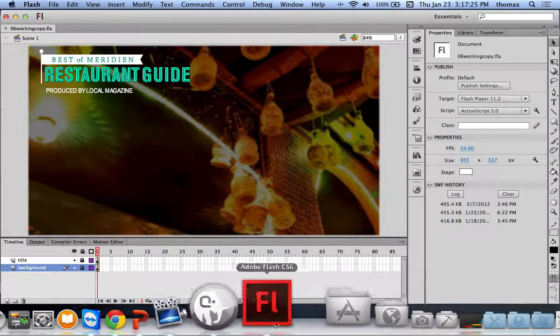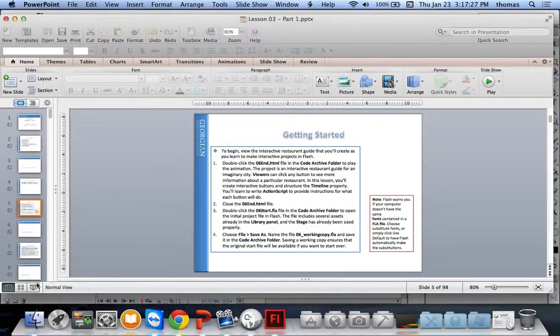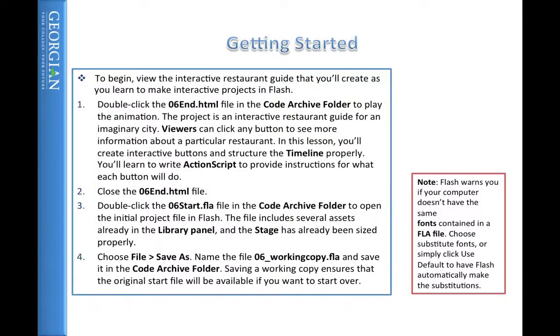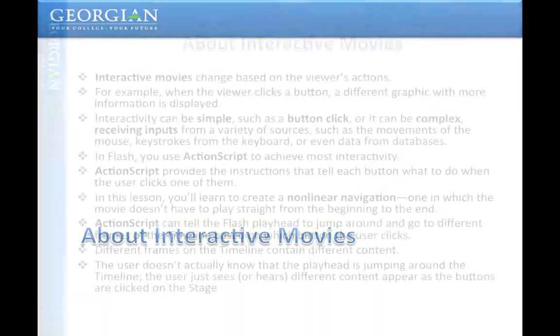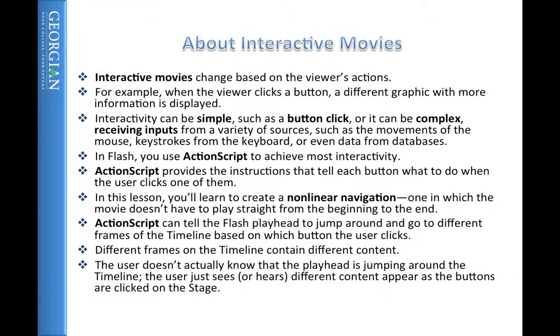Okay, let's go back. So that's the first thing. We've taken care of this part. So when they say interactive movies here on this slide, what they're talking about is, remember, what we're creating in Flash is a FLA, a Flash movie, a Flash file, right? And what we want to do is add interactivity. Well, the only way you can do that in Flash is by using ActionScript.